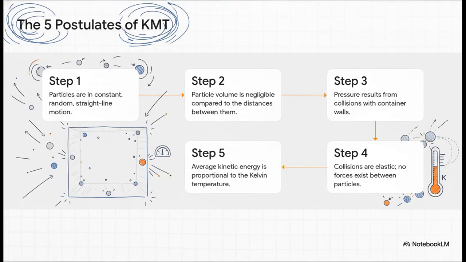So here they are, the 5 main rules. First, gas particles are always moving, constantly, randomly, and in straight lines until they hit something. Second, the particles themselves are basically just tiny points. Their actual size is so small compared to the huge amount of empty space between them that we can pretty much ignore it. Third, this is a big one, pressure. That's just what happens when these particles smack into the walls of the container. That's all it is.